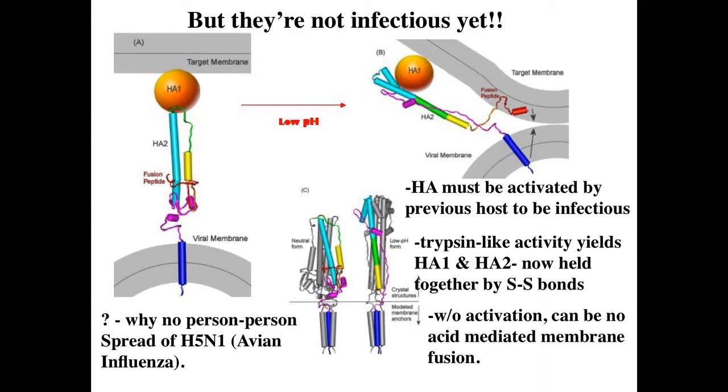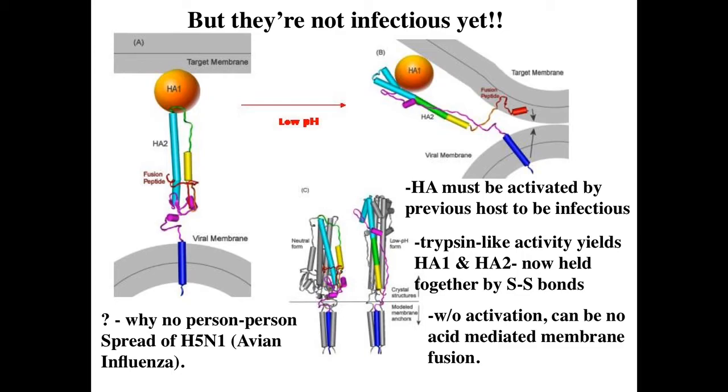But under low pH, that conformation change literally throws that fusion peptide into the host membrane. What that does is that brings the two membranes so close together, kind of like two soap bubbles, that when they touch one another they will actually fuse. So that proteolytic activity is absolutely crucial to allow these cells to be infectious. And the reason why this is important for you to understand is this is part of the reason why we don't have very frequently, if at all, person-to-person transmission of bird flu.